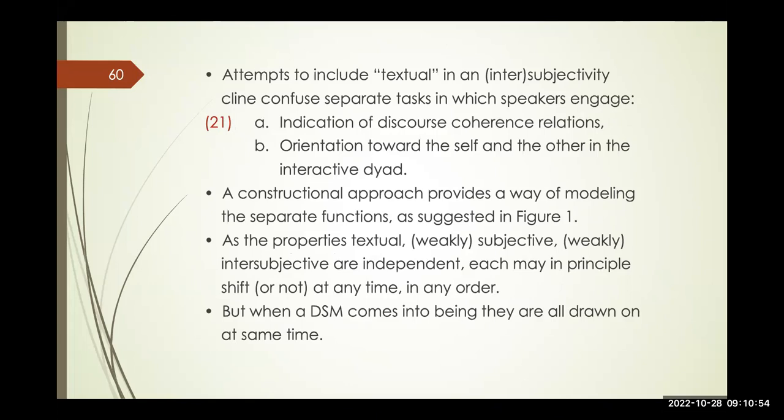I have suggested, and I strongly now believe, that attempts to include textual in an intersubjectivity kind confuse separate tasks in which speakers engage. They confuse indication of discourse coherence relations and orientation toward the self and the other in the interactive dyad. I have suggested that a constructional approach provides a way of modeling the separate functions. And note that as the properties textual, weakly subjective, and weakly intersubjective are independent, each may in principle shift or not at any time in any order. But when a discourse structuring marker comes into being, they're all drawn on at the same time, and I suspect they are mostly drawn on at the same time.